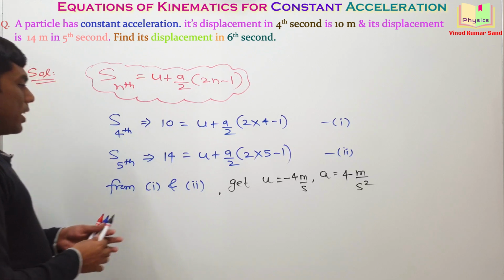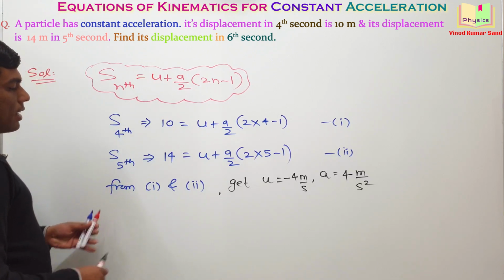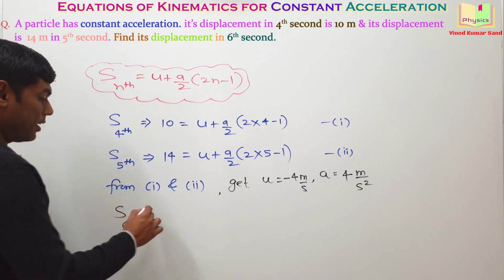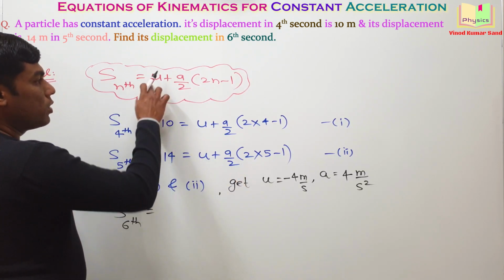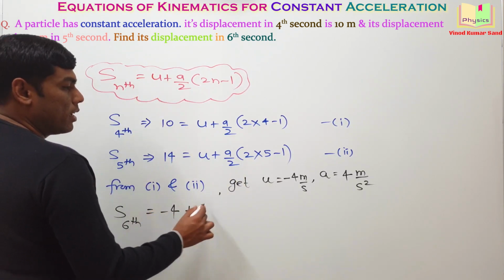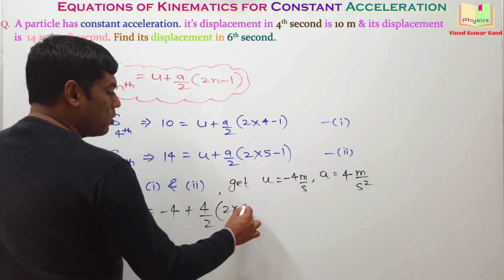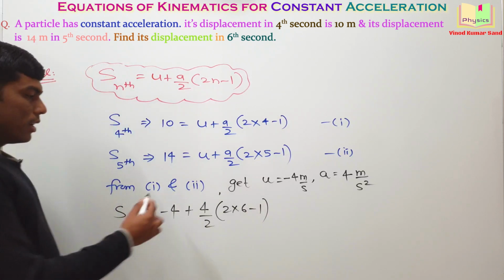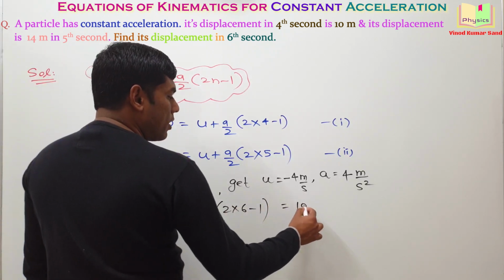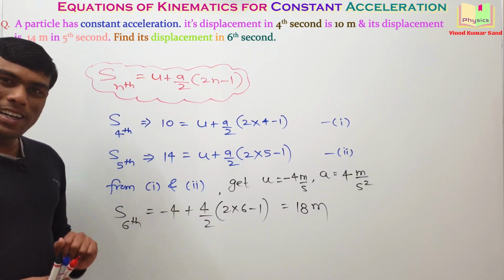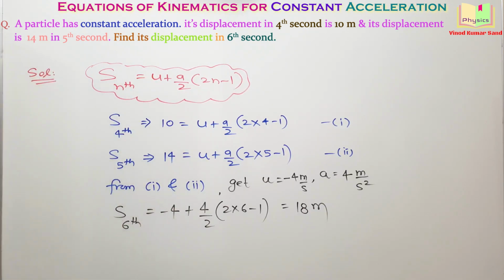Now we can easily obtain the last answer, that is displacement in the 6th second. It will be equal to u, that is minus 4, plus acceleration, that is 4 by 2, (2 into 6 minus 1). Simplifying it further, you'll get your answer as 18 meter. Simple and easy question. You can note down the answer and then we'll go further.